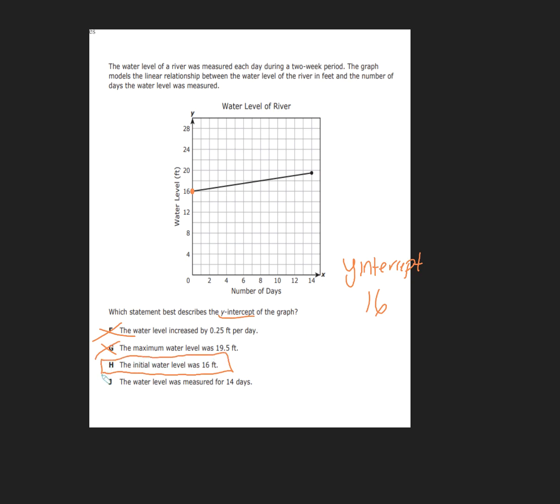Your y-intercept always indicates your initial or beginning value. And J is not our answer. The water level was measured for 14 days. That is correct, but that is not what the question is asking us. Always remember, your y-intercept is your initial value, and it's where your line cuts your y-axis.